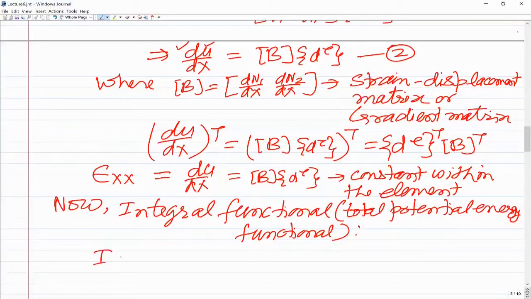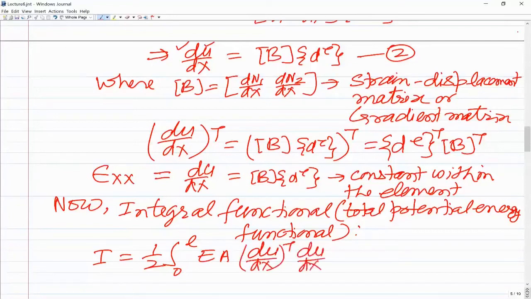Now I is equal to half integral 0 to l of EA into (du by dx) whole square. Du by dx whole square I can write as (du by dx) transpose into du by dx. This is a scalar, so its transpose is the same thing. This is nothing but du by dx whole square, but we split it into two terms so that when we write du by dx as B into d^e, the matrix multiplication is consistent. So this is the integration.